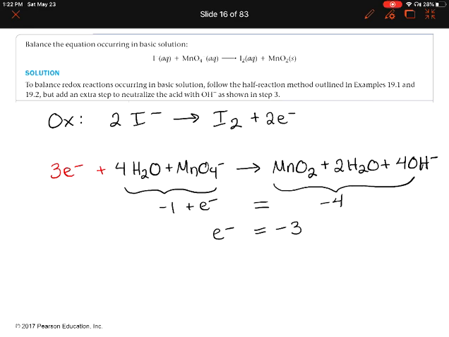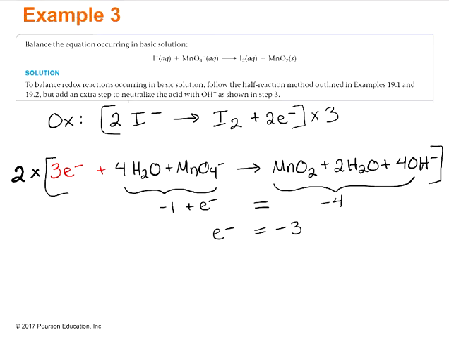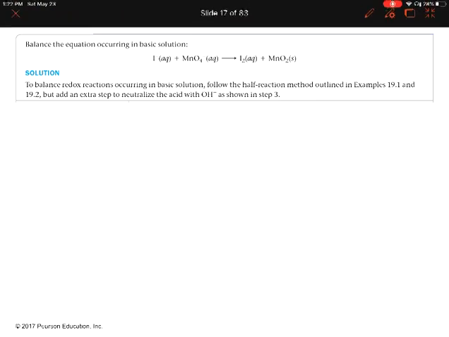So what do we need to multiply the first reaction by to make it equal to the second reaction? 3, right? And then we're going to multiply the second reaction by 2. So that way we'll end up with 6 electrons on each side. So let's rewrite that.